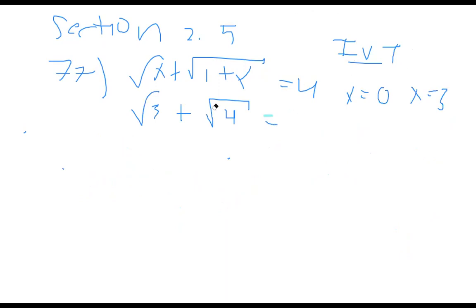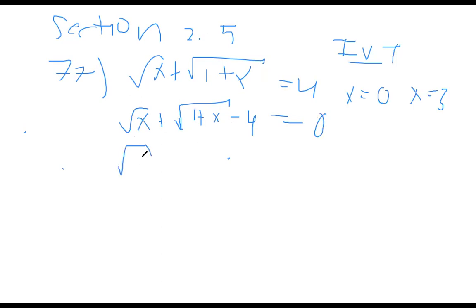Actually, let me move some stuff around here with the algebra. I want to set this equal to 0. So I just subtracted the 4 here so that this is our function basically. All right. Okay, so we're going to plug in 3 first. We have 3 plus root 4 minus 4 equals 0.